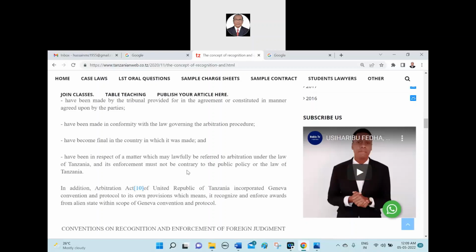In addition, the Arbitration Act clearly says the United Republic of Tanzania incorporated the Geneva Convention. So now the convention has come in. Tanzania is not only a signatory, it has also ratified the Geneva Convention. And the convention and its protocol provide that it recognizes and enforces an award from an alien state within the scope of the Geneva Convention and protocol. Richmond's country is also a member of the Geneva Convention, and Tanzania is also a member.